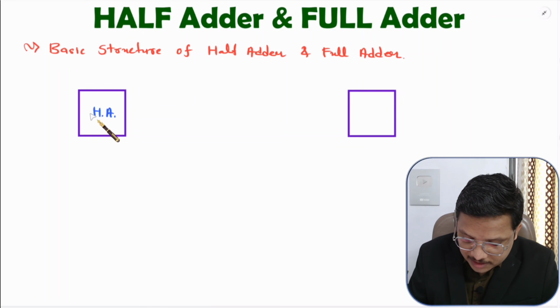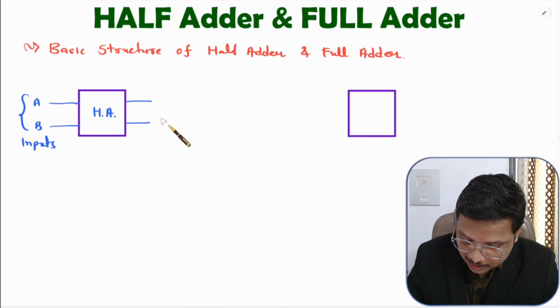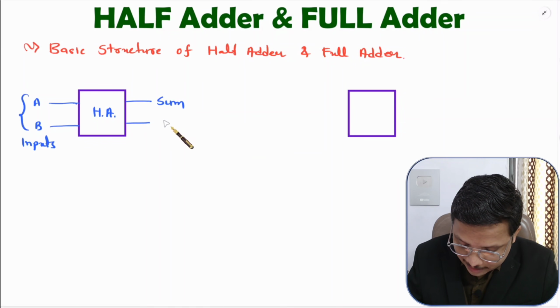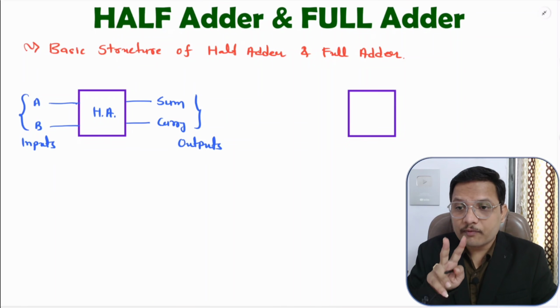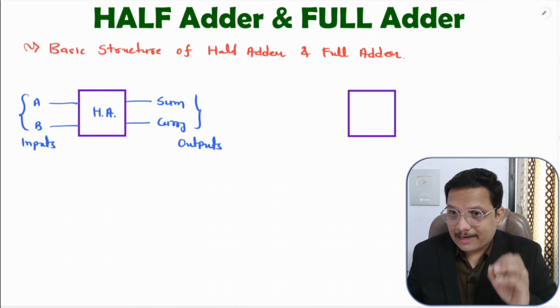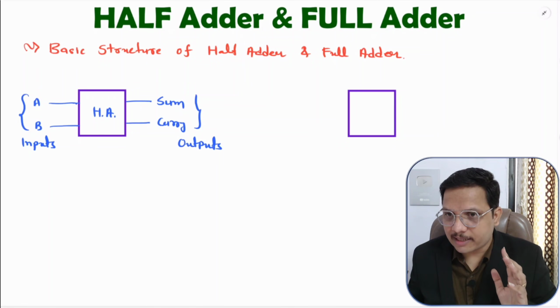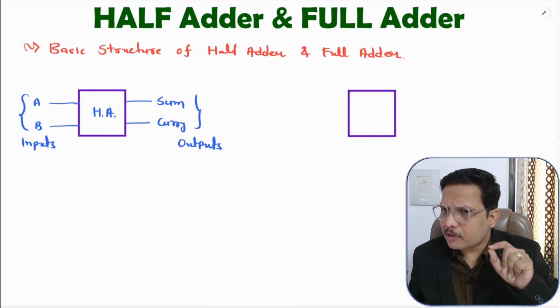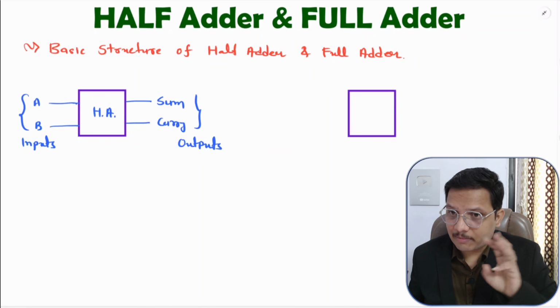If you see the basic structure of half adder, we will have two lines of inputs. Let us say those inputs are A and B, and the outputs are sum and carry. So in half adder, we have two lines of input, and here we perform 1-bit addition only, with output being sum and carry. In full adder, we also perform 1-bit addition only, but the input lines are 3. Let me show you how.